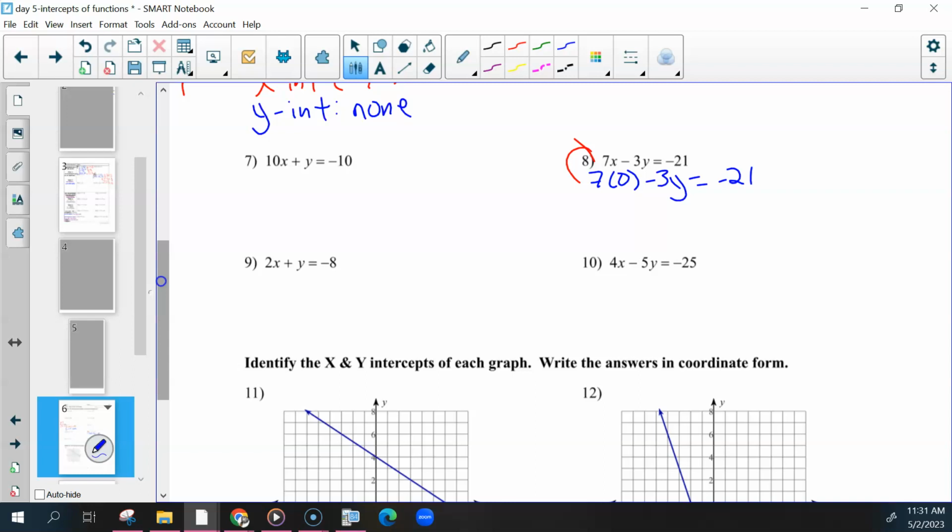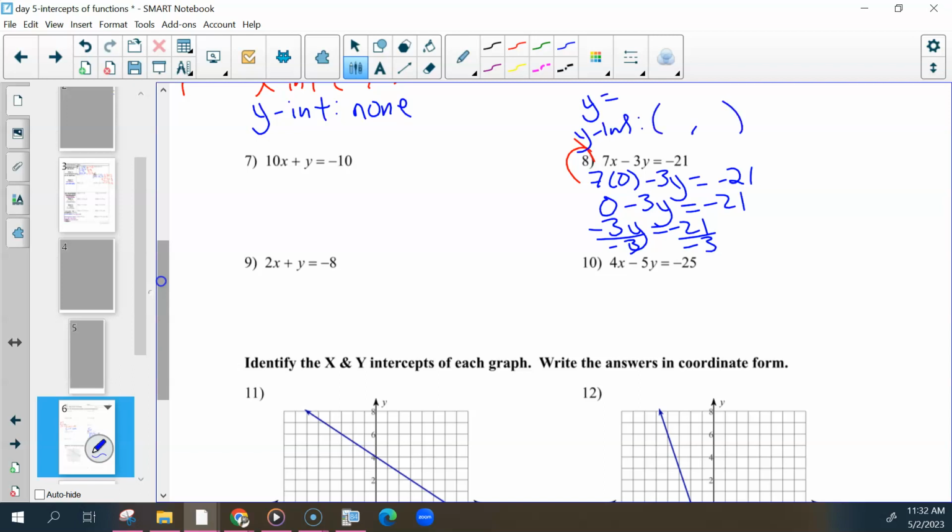When I put 0 in for x, this just becomes 0. The 0 won't help the equation, so I don't need to keep bringing it down. And then I can just divide both sides by -3. What would your y value be? +7. So then how would we write the y-intercept? 0, 7.